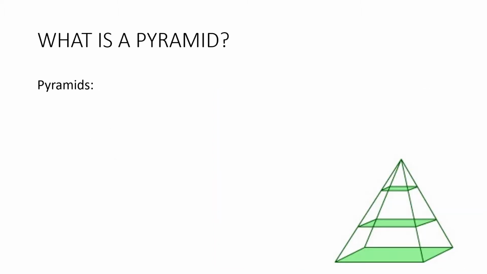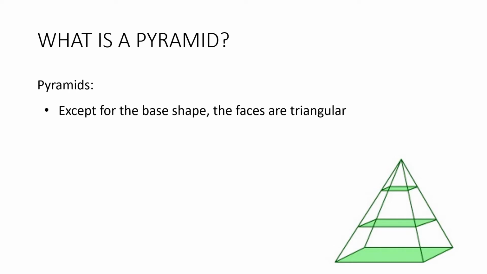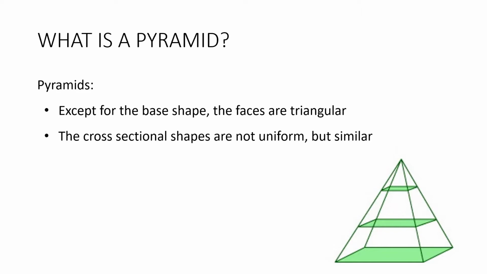Now in a pyramid, except for the base shape, the other faces are all triangular. We can see that here. This is a rectangular pyramid. It's named for its base shape. And all of the other faces, there are 4 of them, are triangles. The cross-sectional shapes are not uniform. You can see that they're not the same size, but they are similar. So they're the same shape and they get smaller and smaller as they go towards the top here.